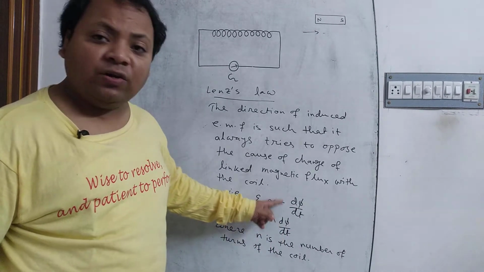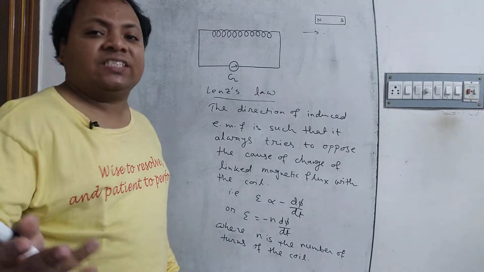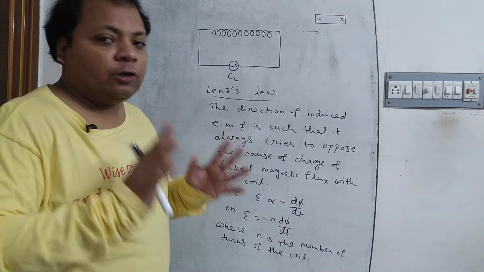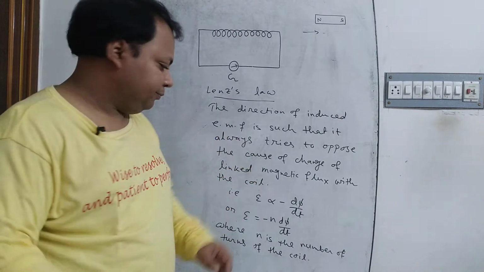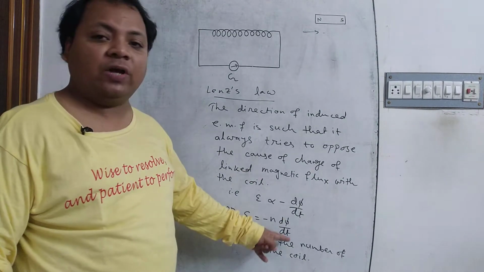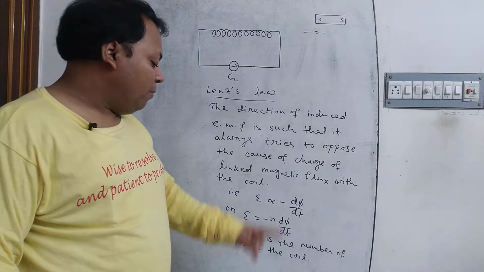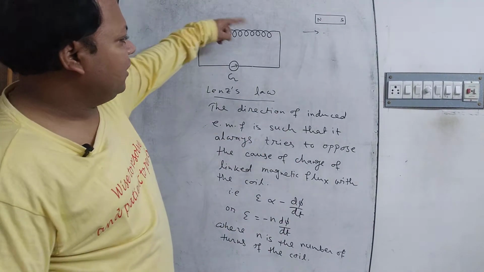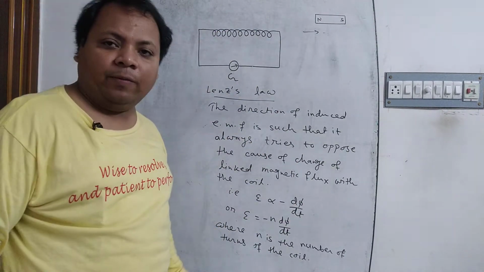Here, the minus or negative sign indicates the opposing force. That's why we can write that epsilon is equal to minus n d phi by dt. Here, n is the number of turns of the coil.